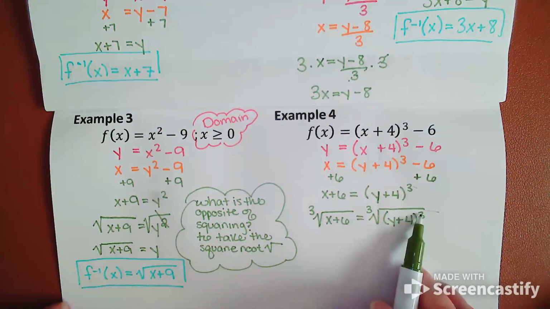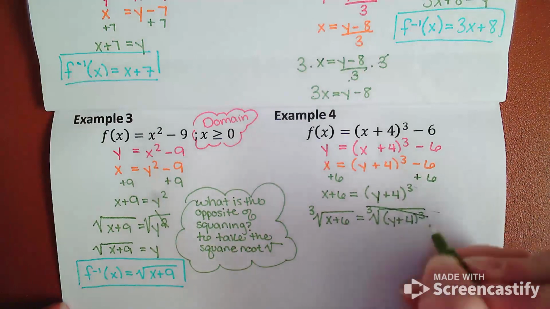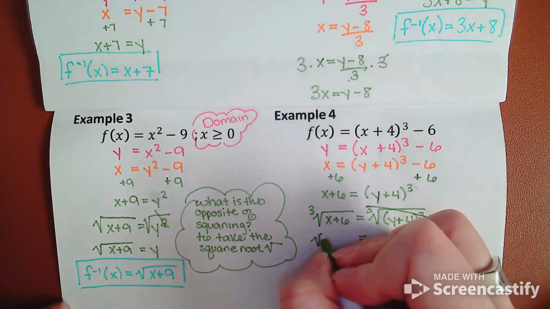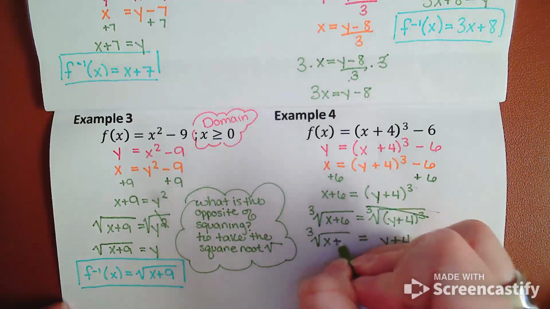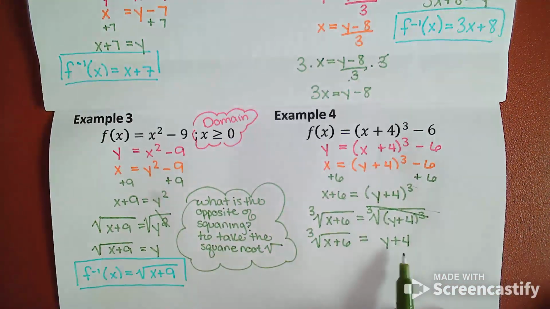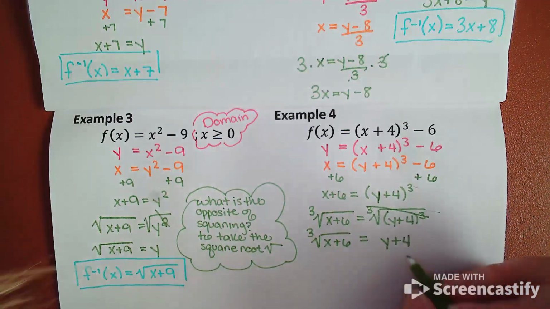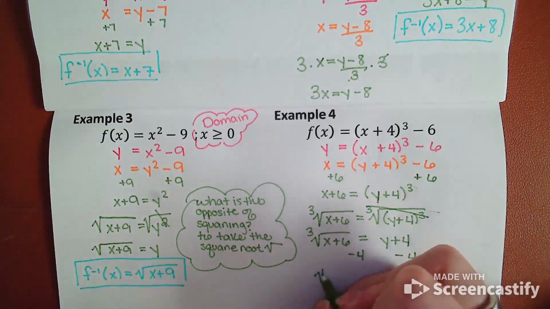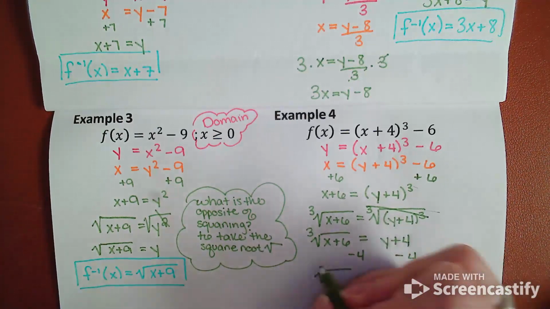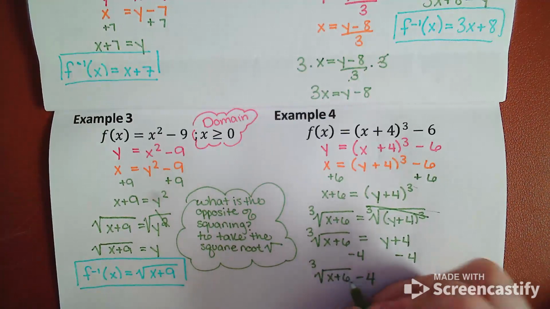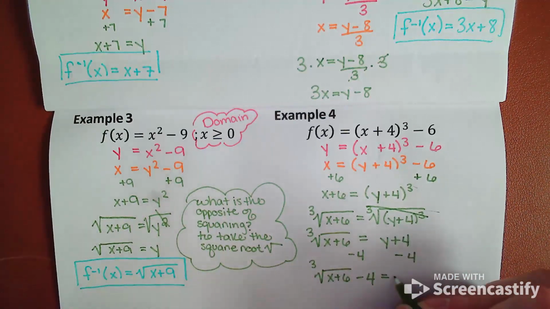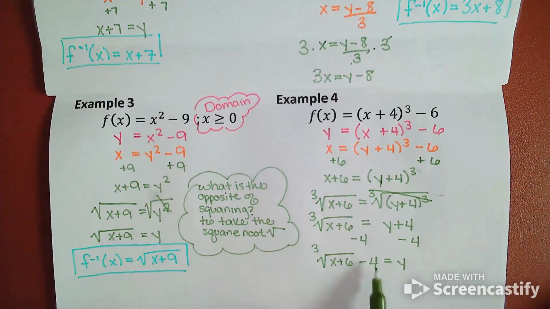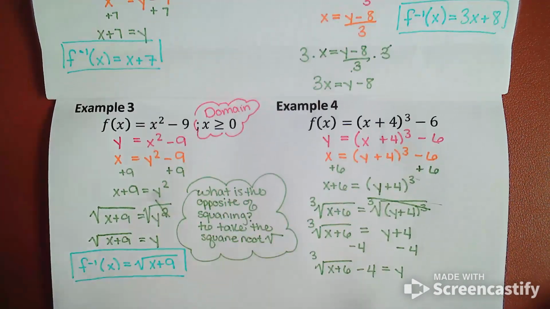Okay, so cube root of something cubed, that's going to cancel out. And on this side, what we'll have is y plus 4. Over here, we have cube root of x plus 6. Last thing, we've got a plus 4. So what's the opposite? Subtracting 4. Now, I want you to be aware that we are subtracting 4 after we've taken the cube root of x plus 6. So it is outside of the root. It is not inside, it is after that root.